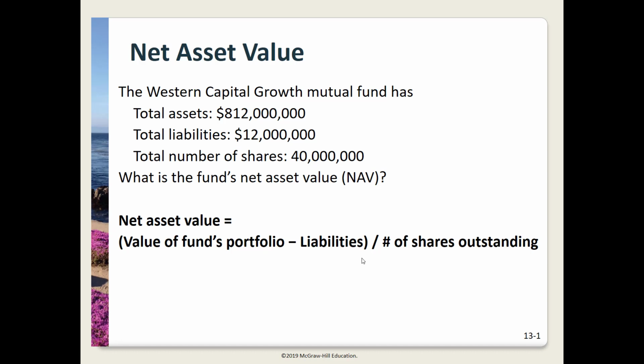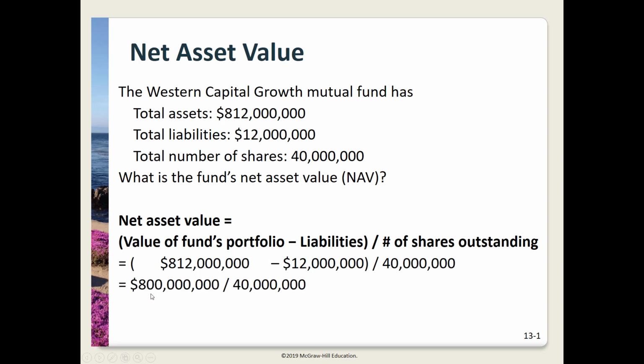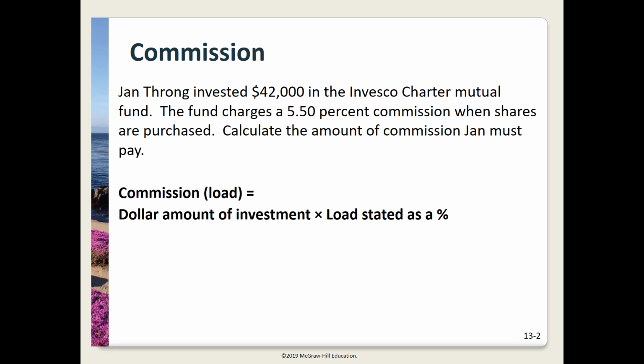So we're going to use this formula here for net asset value, where we'll take the value of the fund's portfolio minus its liabilities and then divide that number by the number of shares outstanding. So the value of our fund portfolio is the same thing as our assets, and that's the 812 million. We'll subtract the 12 million in liabilities and reduce that down to 800 million. Then we can go ahead and divide it by the 40 million shares, and we get $20 per share for the net asset value. Next, we'll be calculating commission.